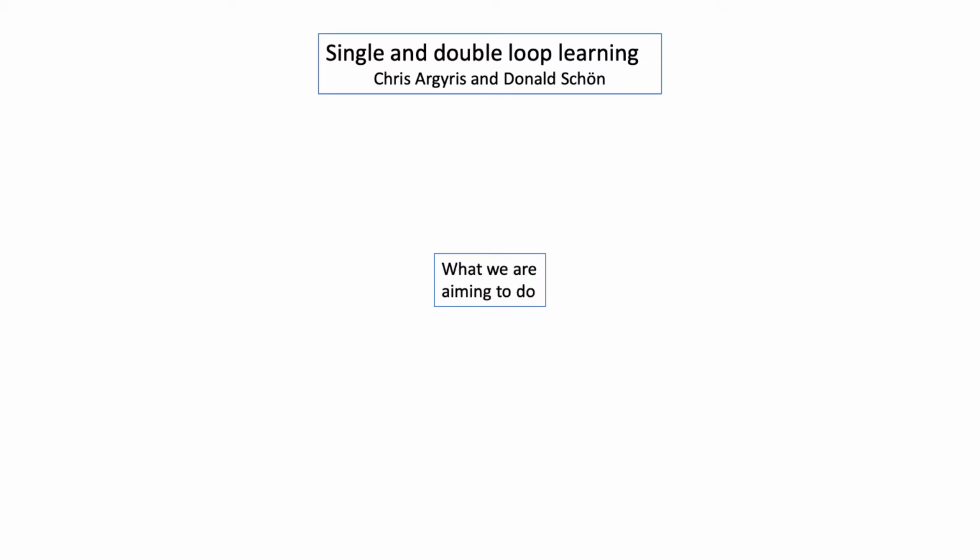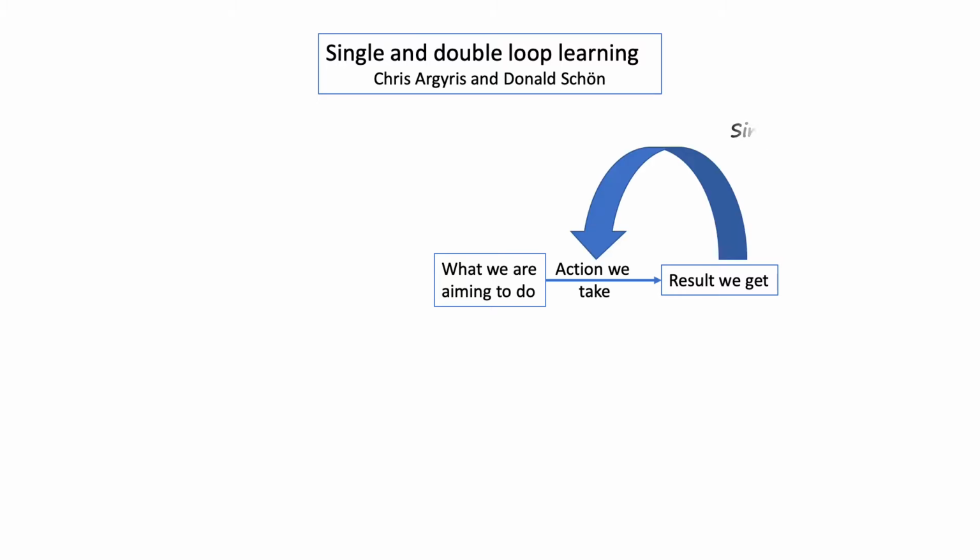We begin with a sense of what it is we're aiming to do, and from that aim or intention, we take an action which produces a result. Now, if that's the result we want, fine, we're done. However, of course, sometimes the result we get is not the thing that we want. And then we might take a different action, trying for a different result. And this is called single loop learning.